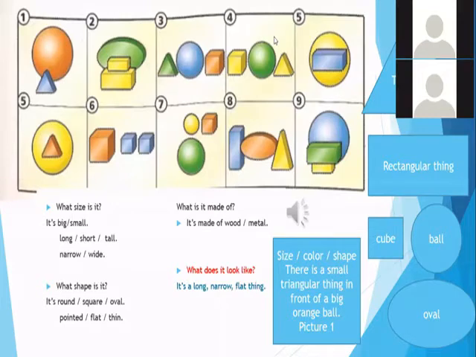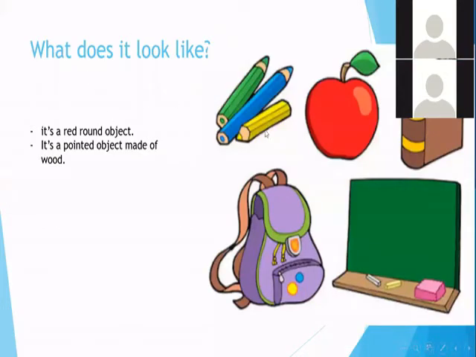Let's give it a try. Okay, now we are going to have some other objects that we are going to describe. So, for example, let's see these five objects. If I tell you, well, it's a red round object. What do you think I'm talking about, or what do you think I'm referring to? An apple. Yes. So I'm referring to this apple.